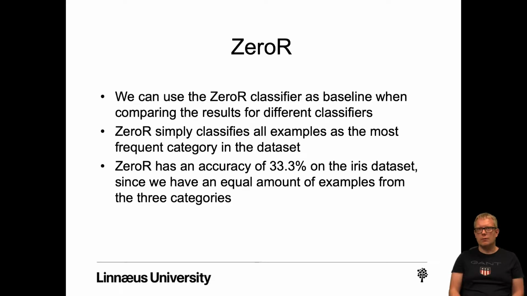We can use what we usually call the ZeroR classifier as a baseline when comparing the results for different classifiers. ZeroR simply classifies all examples as the most frequent category in the dataset. And ZeroR has an accuracy of 33.3% on the iris dataset, since we have a balanced dataset with 3 categories. So a random guess would be correct in 33.33% of guesses.